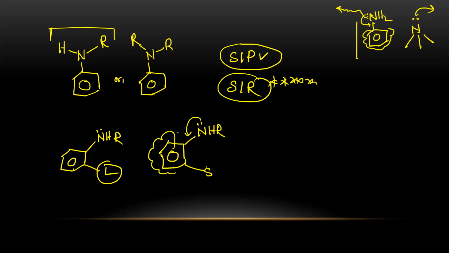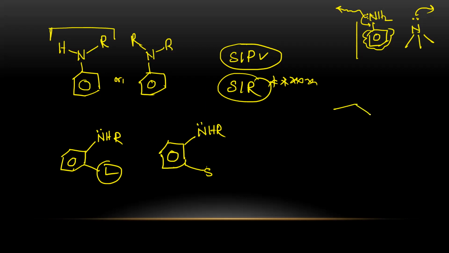Now if I am able to hinder it in such a way that I stop the resonance of nitrogen with this ring, then the basicity of nitrogen will be very much higher. So if I am able to restrict the resonating structure, if I am able to break the resonance of nitrogen with that benzene ring, then the nitrogen will be very much basic. Now, if there is a large group, what will happen?